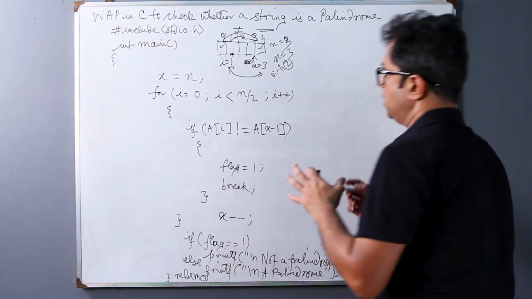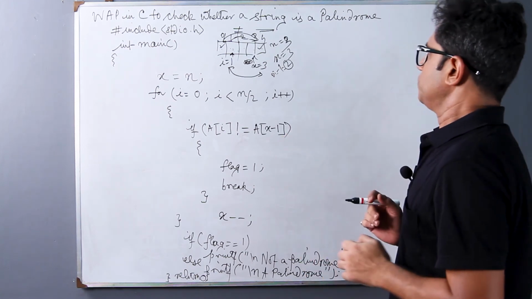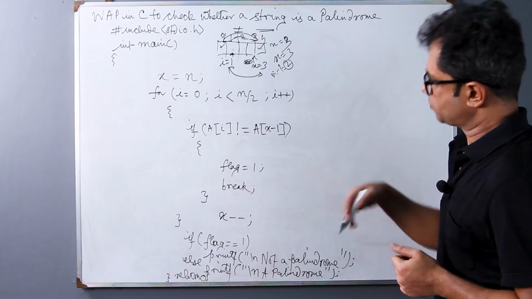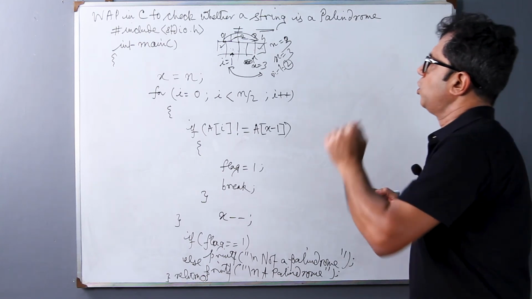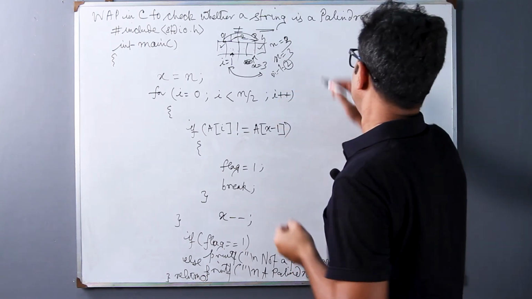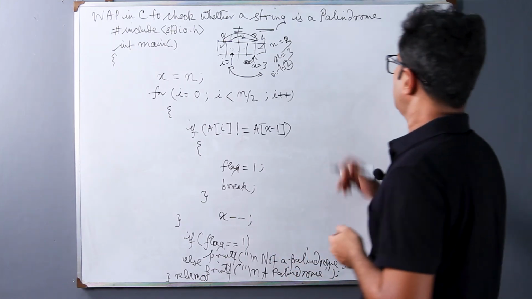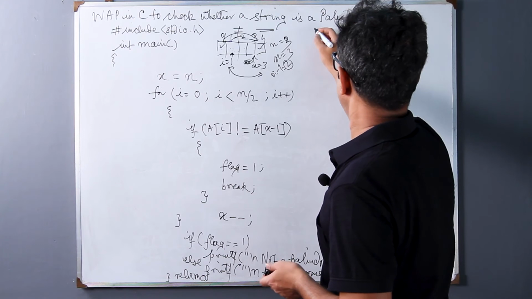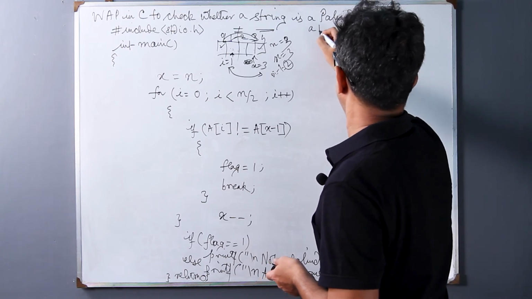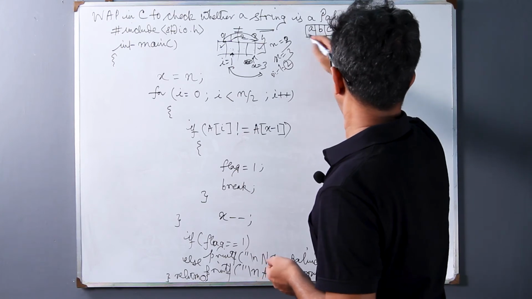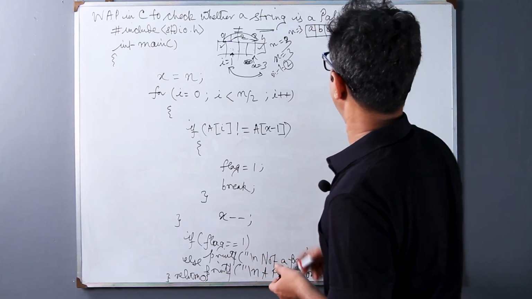So, let me show you a dry run, so that you get to know what we have done in this program. Let us take a small example of a string which may or may not be a palindrome. Let me take a palindrome itself. Suppose the array contains 3 letters, and the user has given the n value to be 3.